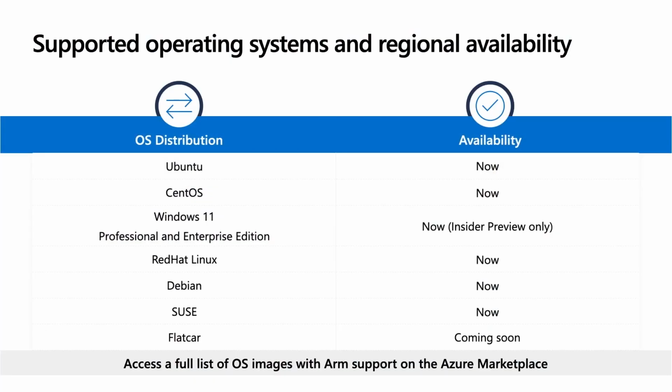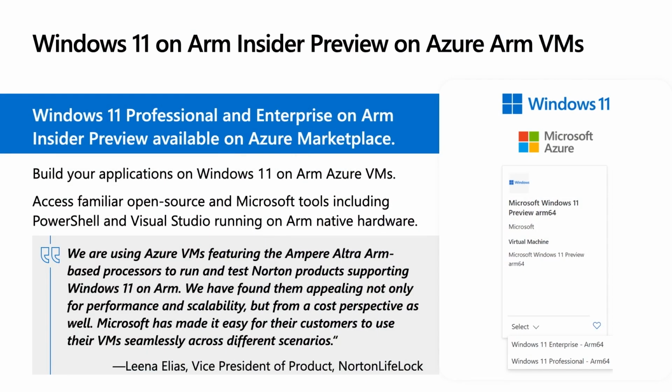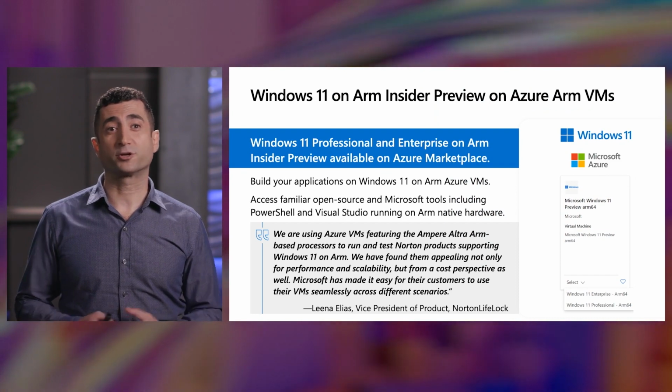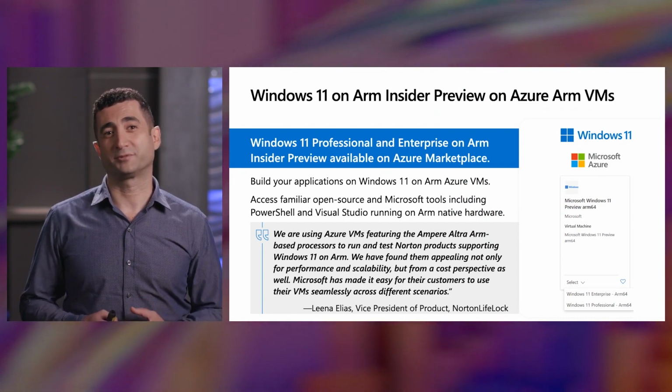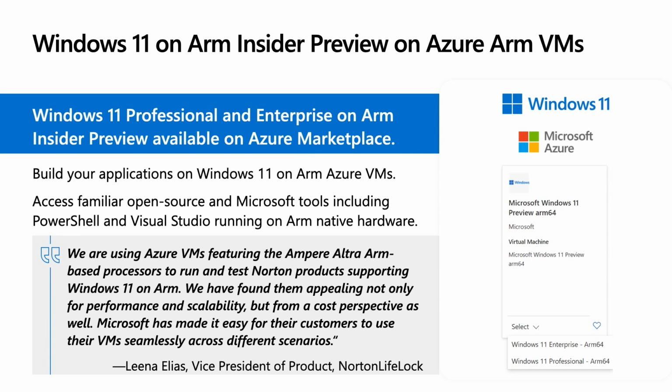Arm-based VMs support a range of operating systems, with Ubuntu, Red Hat, CentOS, Debian, and SUSE available on the marketplace now, with support for more distributions including Flatcar on the way. We're particularly thrilled that support for Windows 11 on Arm Insider Preview is available on Arm-native VMs in Azure today. You can access the Insider Preview images on the Azure Marketplace, and they'll work great with Arm VMs up to 8 vCPUs in size. Customers love how these Arm VMs are helping them build faster and at better costs, and we're thrilled to put them in your hands.